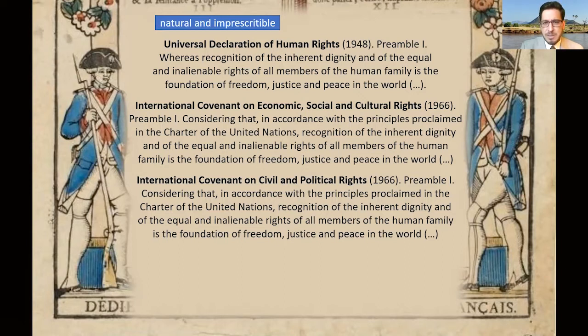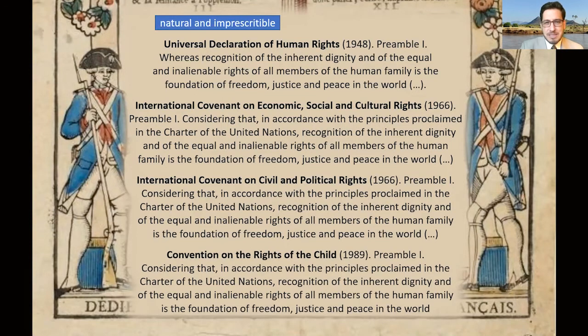The same year a second covenant was approved, the International Covenant on Civil and Political Rights, and this time it used exactly the same words. Well, probably there is a little difference, but in this part it's quite similar. And finally, we can see so many conventions today that probably use exactly the same words, international conventions and regional conventions, for example, the Convention on the Rights of the Child.